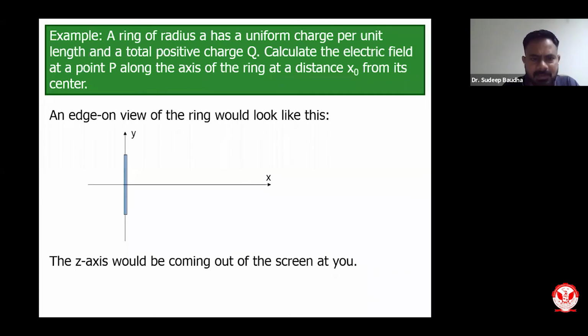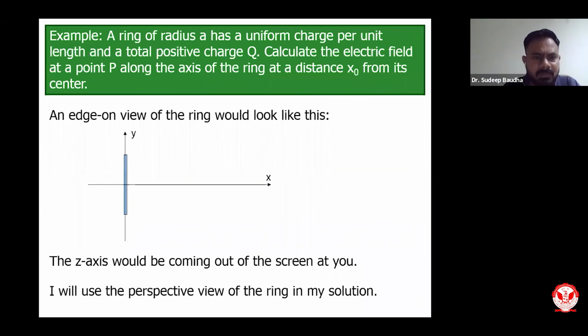Thickness of this ring is assumed as negligible as usual. Right. I will be using the perspective view of the ring in the solution, because it will be very clear to you all. Otherwise, I can use this edge view also. But edge view will not show you the ring, so sometimes it becomes difficult to visualize the ring.